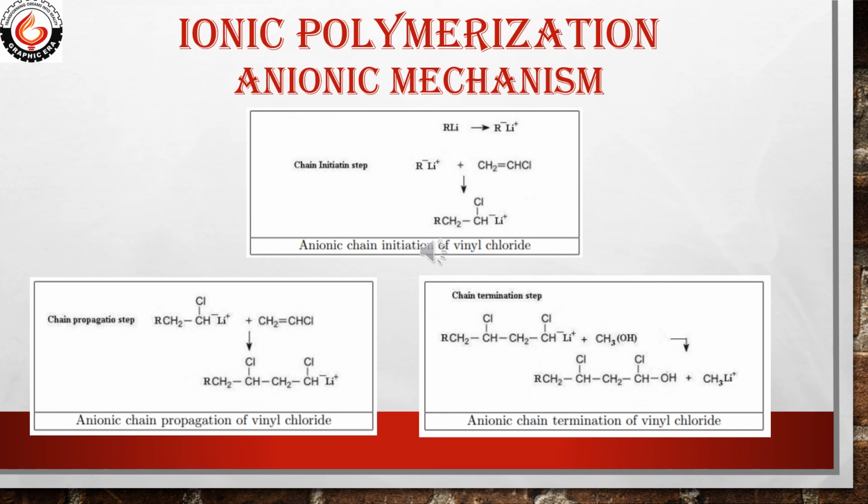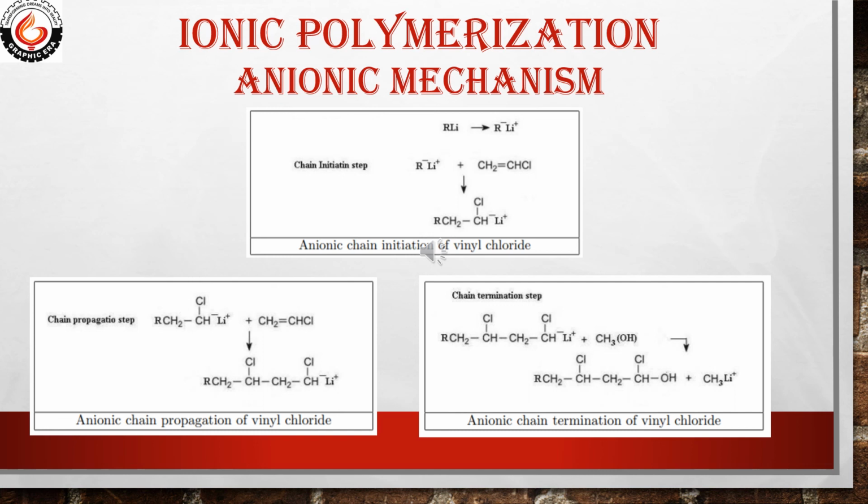Now the monomeric unit is initiated for the reaction and new monomers can be attached to it. In the chain propagation step, a new monomer is attached on this carbanion center and the chain growth takes place. Also the carbanion center is transferred to the new monomeric unit.